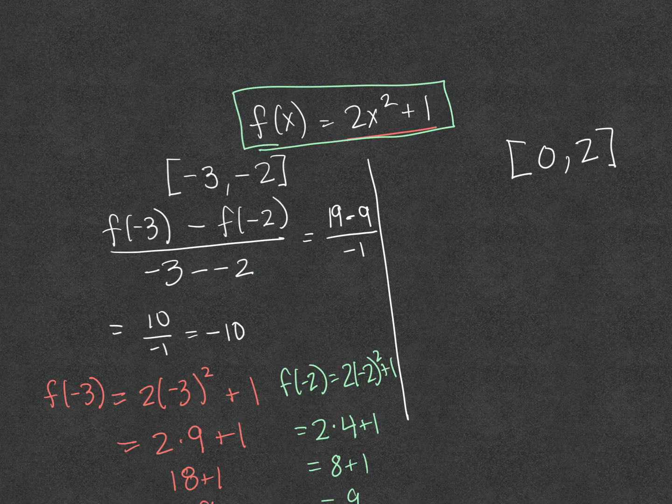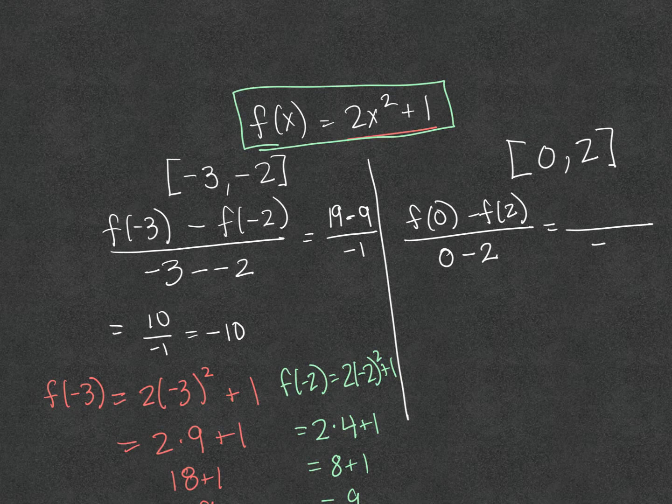Right? Doing example 2, same idea. We're going to take f of 0 minus f of 2. It doesn't matter which way you do it, as long as you're consistent. 0 minus 2 on the bottom is negative 2.